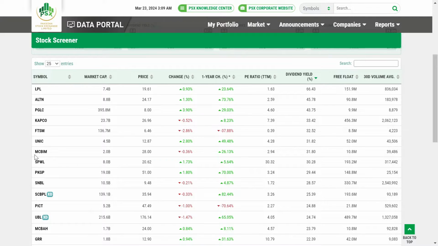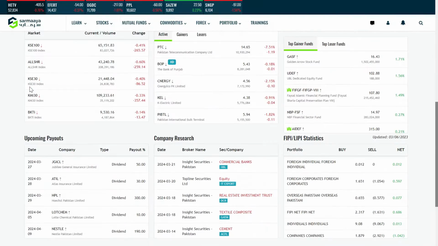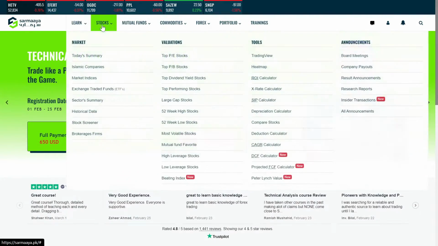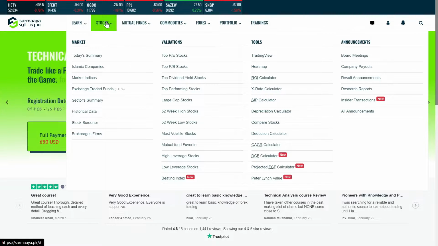But there is one more site which I want to show you, which I would recommend that you should use alongside the Pakistan Stock Exchange, and that is the website of Sarmaya.pk. On Sarmaya.pk, you need to go onto this top menu, and the second option is stocks. When you hover on stocks, you will get this drop down menu, and in the valuation column, the third one is the top dividend yield stocks.